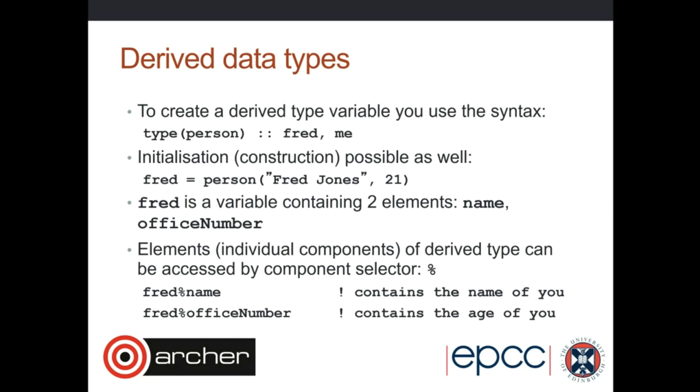You can also do initialization of derived types, as shown here. So we say Fred equals person brackets Fred Jones comma 21, and so this is almost like a constructor for my derived type. So Fred is a variable, person is the type name, and then because person has two elements, a character array and an integer, I specify those two things when I'm initializing it.